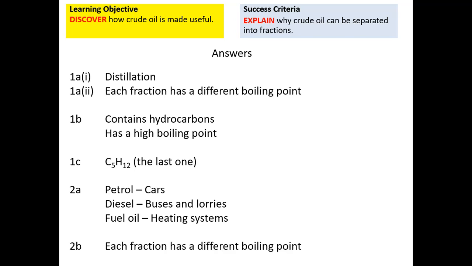And lastly, a repeated question, you do get this one a lot. Why does this work? Because each fraction has different boiling points. If you've any questions, fire an email over to me or ask me on Class Charts, but I hope this has been really helpful to you. In the next lesson, we will be looking at how we get other products from crude oil.